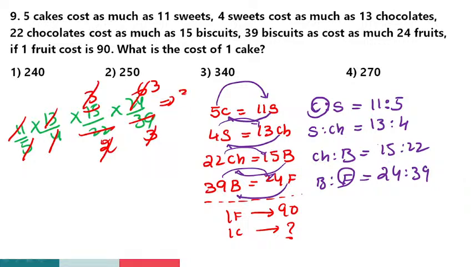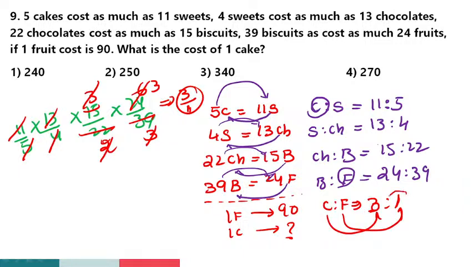Numerator is how much, guys? 3. Denominator is how much? 1. Okay, so 3 is to 1, guys. Cake is to fruit is equal to 3 is to 1. And the fruit, how many parts? 1 part. Cake, how many parts? 3 parts. Already you know, guys.